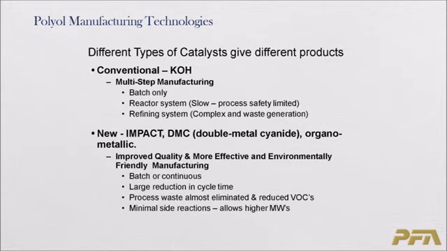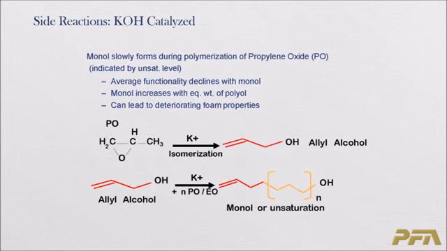A newer technology that has been around for at least 20-25 years now is called IMPACT, or double metal cyanide, or some type of organometallic catalyst. So instead of large weight percent of the catalyst, you're using more like ppm levels. It results in an improved efficiency, environmentally friendly process. It can be made not just by batch but also by continuous, and you get increased productivity, reduced waste, but also more importantly, minimal side reactions versus the KOH, which leads to higher quality polyols.